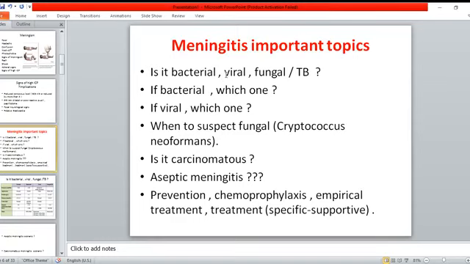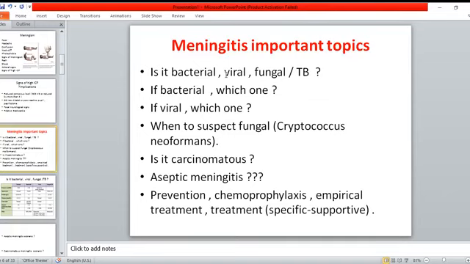And if it's bacterial, which one? Is it a gram-positive cocci, gram-positive bacilli, gram-negative cocci, gram-negative bacilli? So I have to think what is the possible etiology. And you will see many organisms can be involved in causing meningitis, either bacterial or viral. If it's viral, which one? Of course, we have common viruses which cause viral meningitis, but sometimes we need to confirm some specific viral etiologies.